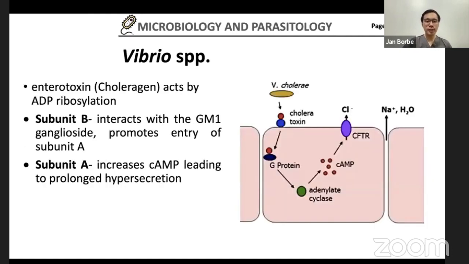Okay, so Vibrio toxin acts by ADP ribosylation. The subunit B is taga-sundo lang. It's the subunit A that really acts. Natandaan nyo yung A, yung type A, siya yung bida-bida. Siya yung nag-increase ng cyclic AMP. Si B, siya yung backup, di ba? Taga-sundo. Okay, so siya yung nagpo-promote ng entry of your subunit A.